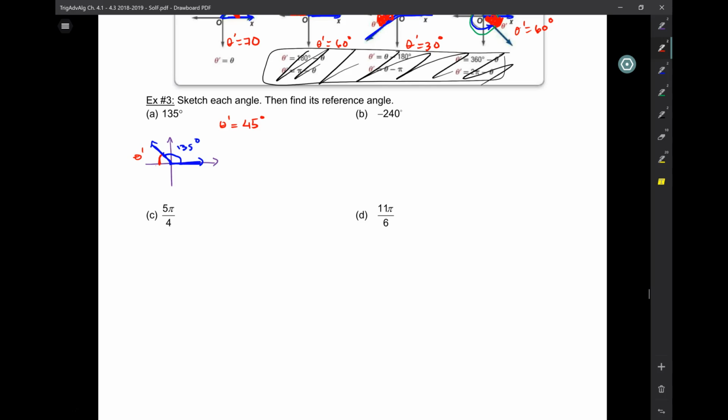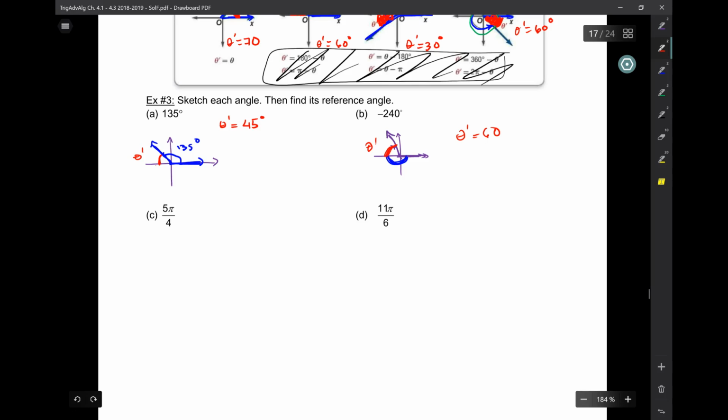What about negative 240? Let's draw that. Negative 180, negative 240 is right there. Okay. From here to here, it's 180. How much more did I go to make it 240? 60 more. So theta prime is 60.